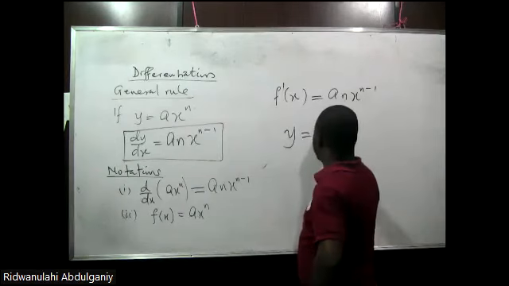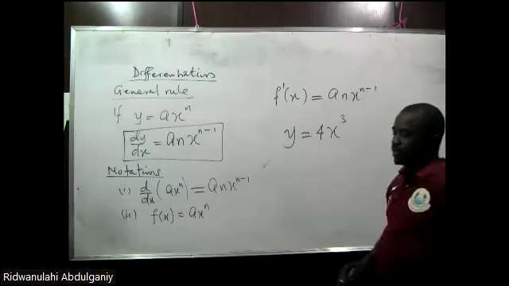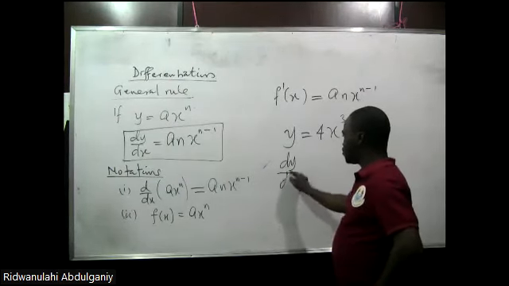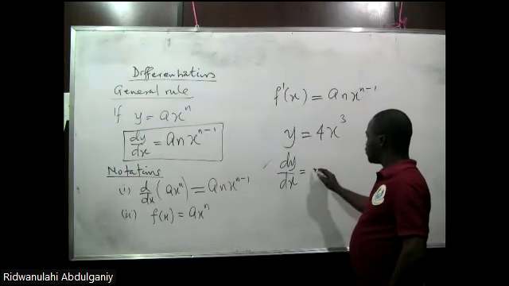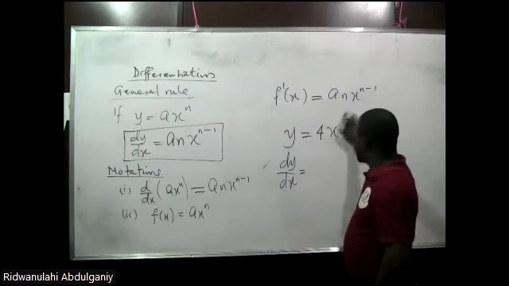This one, dy/dx equals n x to n minus 1. How do we arrive at that? Just hold on. Don't go yet. I have y equals 4x raised to power 3. What is your answer? 4x^(3 minus 1). What was your question, sir? y equals 4x raised to power 3.